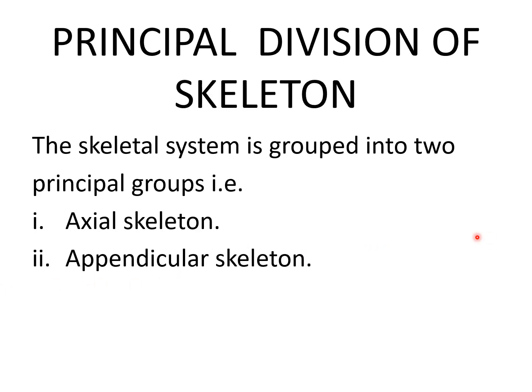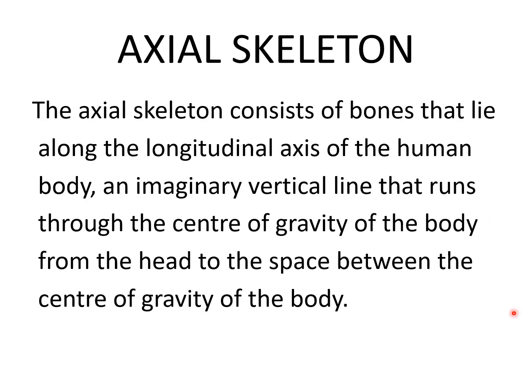All these 206 bones are divided into two principal divisions: the axial skeleton and the appendicular skeleton. Let's begin with the axial skeleton. This consists of bones that lie along the longitudinal axis of the human body. This refers to an imaginary line that runs through the center of gravity of the body, from the head to the space between the center of gravity of the body.